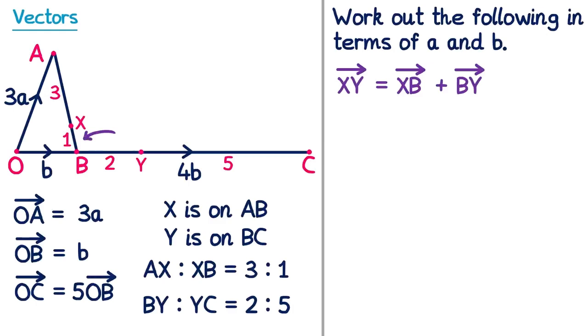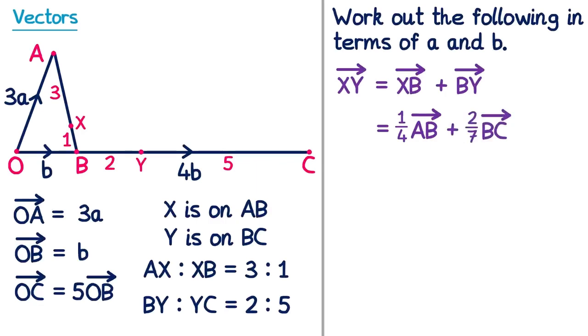So we're looking at this part here. In the same way that the vector from A to X was 3/4 of the vector from A to B, the vector from X to B will be just 1/4 of the vector from A to B. So it's 1/4 of the vector AB. We'll use this idea with BY as well. To get from B to Y, we're looking at this part here, which is 2 parts out of a total of 7 parts of the line from B to C. So this is 2/7 of the vector BC.